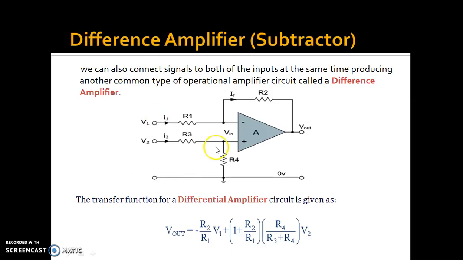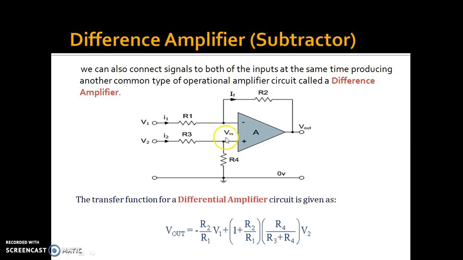So we can find out the output voltage due to V1 by grounding V2 to 0. If we connect V2 to ground, then we will see that this circuit is nothing but an inverting amplifier. So the output voltage will be minus R2 by R1 into V1. Next, if we ground V1, then this circuit will act as a non-inverting amplifier. That means the output voltage will be 1 plus R2 by R1 into this terminal voltage Vin.